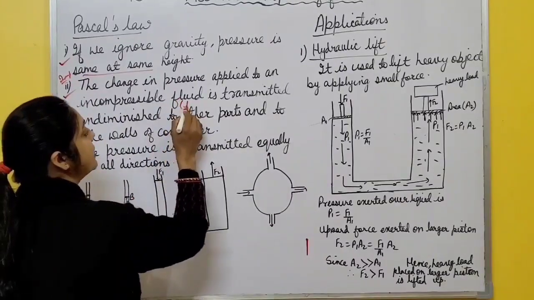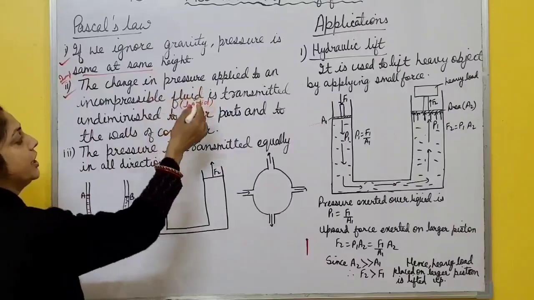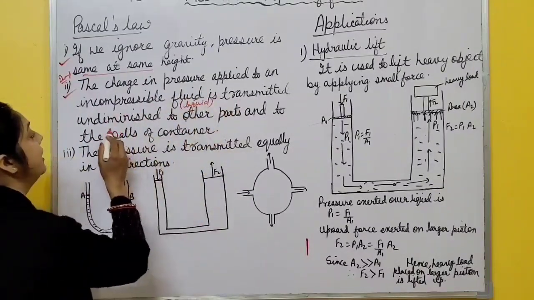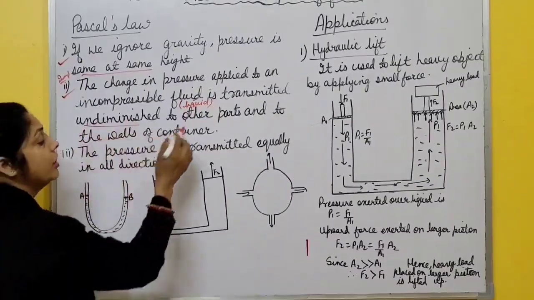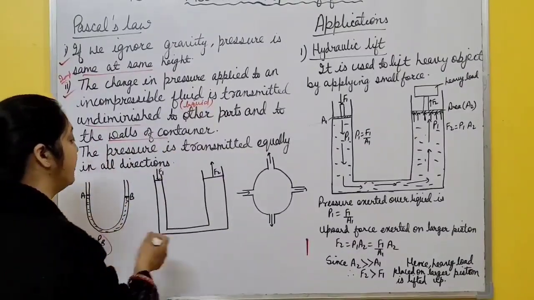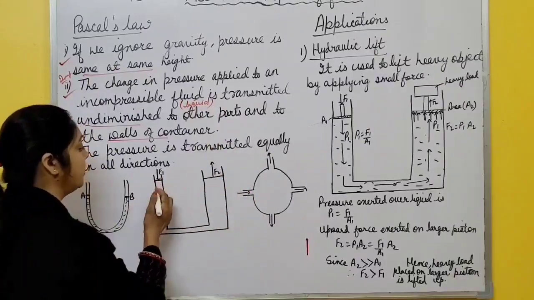Incompressible fluid, we already discussed, means it is a liquid, not a gas, right? So the change in pressure applied to an incompressible fluid is transmitted undiminished. Undiminished means without any loss to other parts and to the walls of the container, right? Suppose this is a hydraulic lift. Hydraulic lift we discussed in detail also.